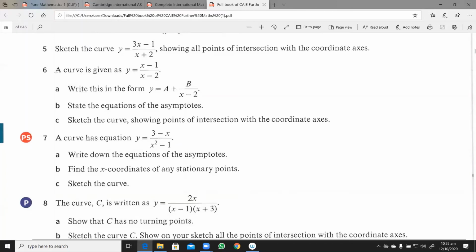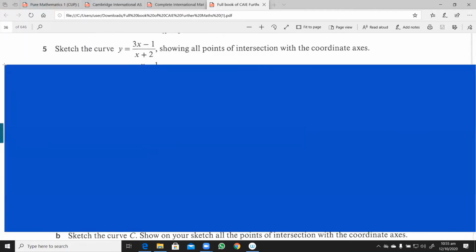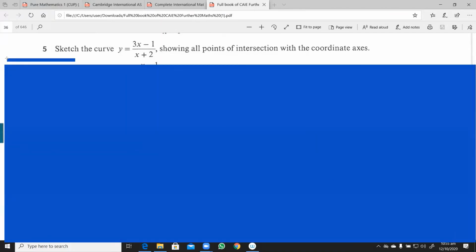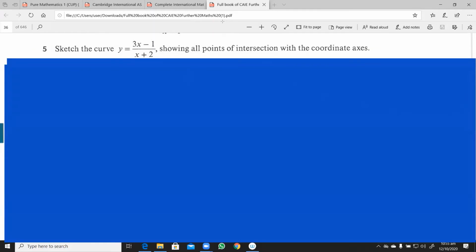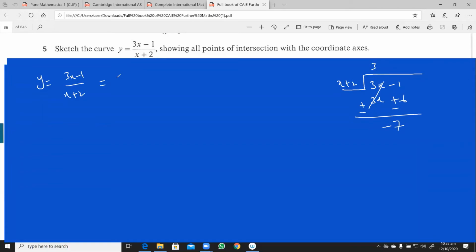Okay, let me make some space here. Okay, so we are ready. So we have y equal to 3x minus 1 over x plus 2. Now I can see that this is an improper fraction. So we need to divide this into a polynomial and a fraction. So this is going to be 3x plus 6. So this is going to be -7. So this is same as 3 minus 7 over x plus 2.